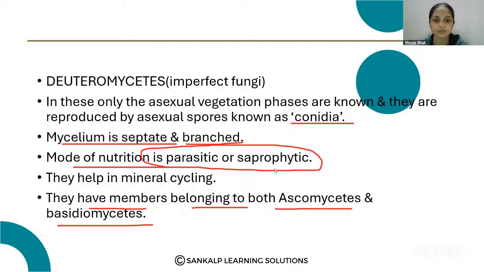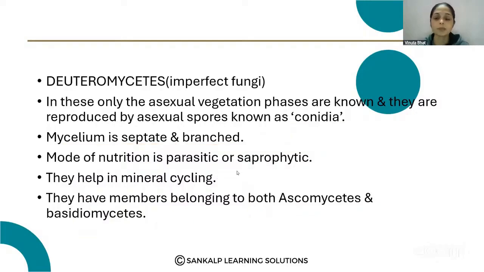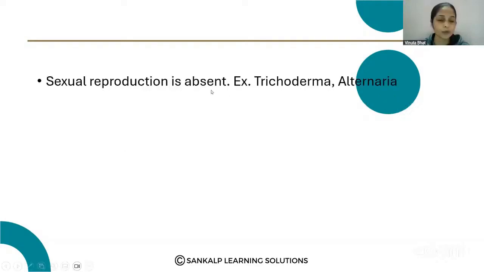Here, if any fungus performs some sexual reproduction, then it is moved to the other fungi group, so it is called the imperfect fungi. Okay, so this is about the classification of the fungi. Sexual reproduction is absent. Trichoderma and Alternaria are very important examples for this.